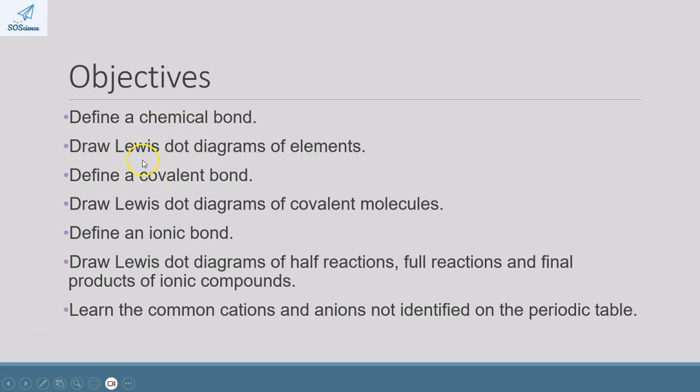We are going to learn how to draw Lewis dot diagrams of elements, how to draw Lewis dot diagrams of covalent molecules, and Lewis dot diagrams of ionic compounds, also showing half reactions, full reactions, and the final product. We're going to learn common cations and anions, the ones that we cannot identify on the periodic table. Remember that for groups 1, 2, and 13 to 17, we can work out what cations and anions those elements make based on their group number.